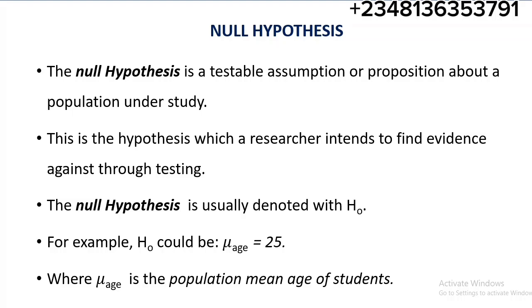The null hypothesis is usually denoted with H0. For example, H0 could be mu sub age is equal to 25. That is, the mean age of a group of students is equal to 25, where mu sub age is the population mean age of the students.